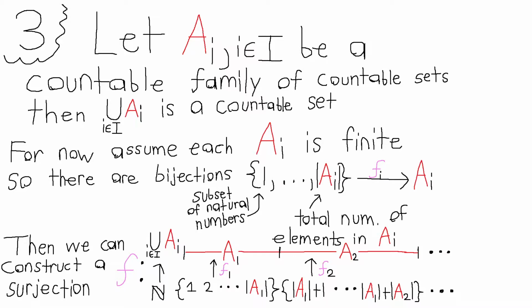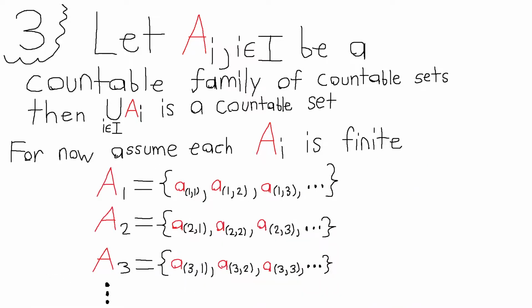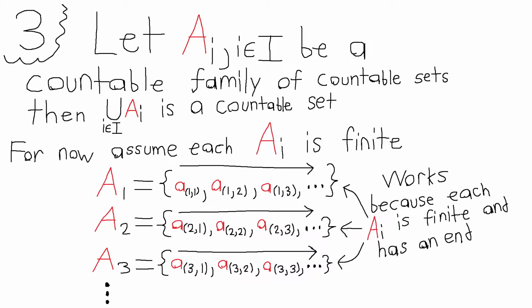Here's another way to think about this. We essentially need to find a way to count all of the elements in A_1, A_2, and so on. It's actually pretty easy to do so. We just go left to right, top to bottom. This counting process works because each A_i is finite and has an end, so we will reach every element eventually after some finite amount of time. Also, this counting process shown here is essentially the same thing as the surjection we constructed.